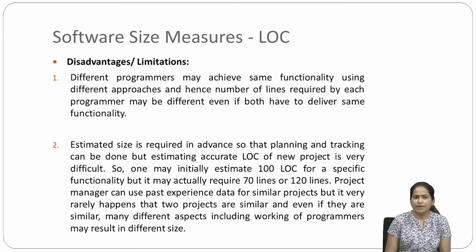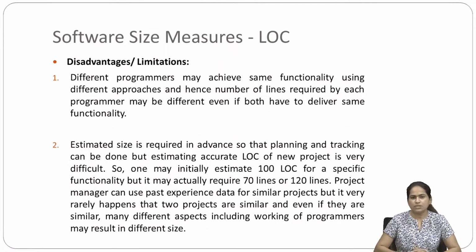Estimated size is required in advance so that planning and tracking can be done, but estimating accurate LOC of a new project is very difficult. When we are talking about this estimation, it is required in advance so that we can do the proper planning of our software, but for a new project it will be very difficult to find. So one may initially estimate 100 LOC for a specific functionality, but it may actually require only 70 lines, or it may require 120 lines.